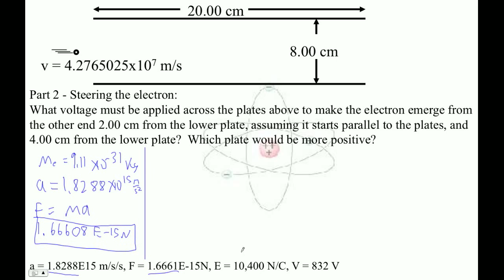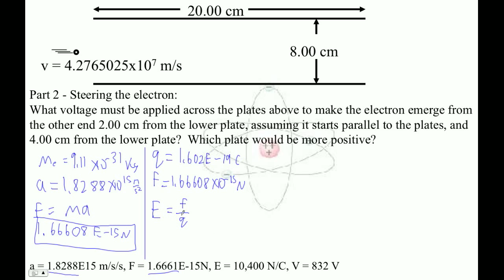Now we want to relate the force and the charge to the electric field. So I can use the fact that the charge is 1.602 e minus 19th coulombs. We know that the force is 1.66608 times 10 to the minus 15th newtons, right? And I'm going to use E as F over Q. So there's my force on my calculator. I'm just going to divide by the charge, 1.602 e to the minus 19th.